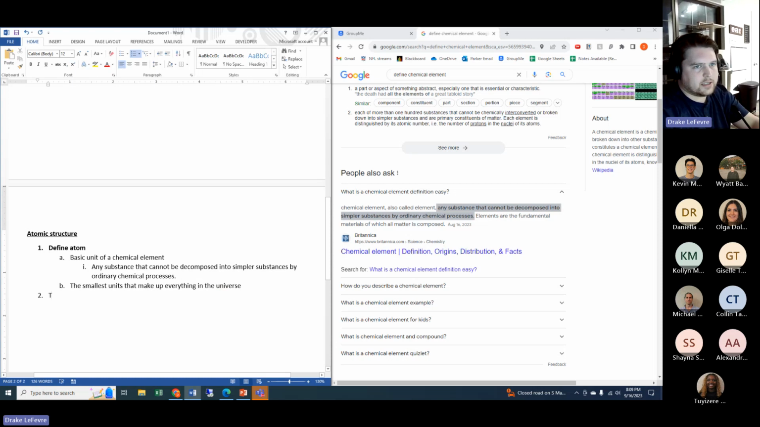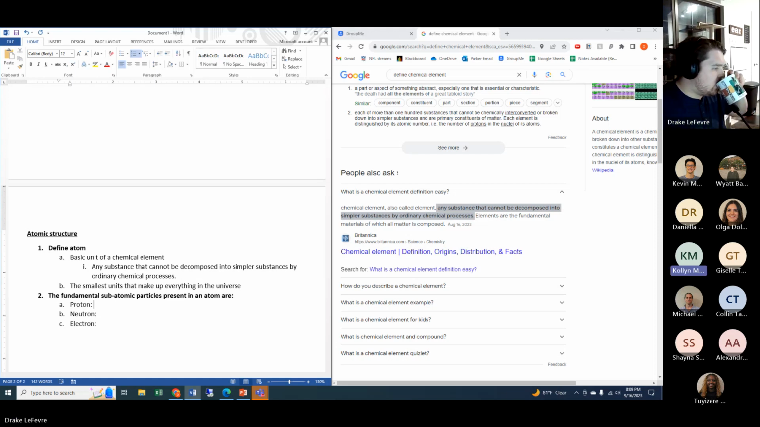The next question is: the fundamental subatomic particles present in an atom are proton, neutron, and electron. Of these, either in the chat or unmute, what are the charges of each of these different subatomic particles?